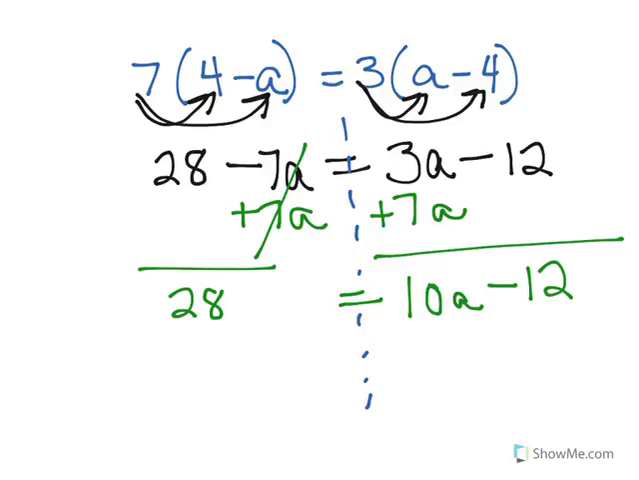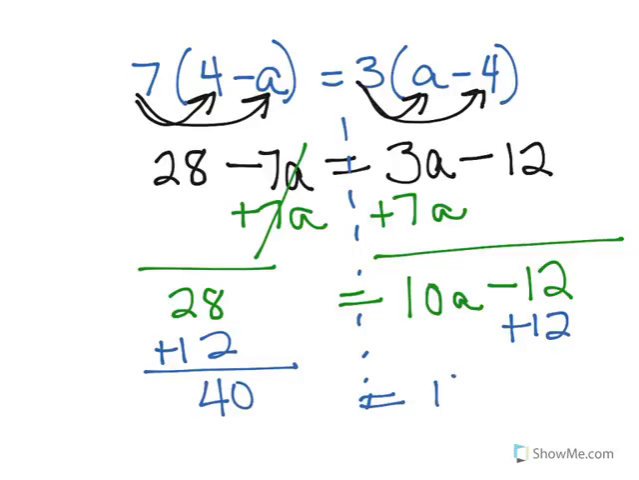So now let's move our constants to the other side of the fence. And that means we will add a 12 to both sides of the equation. And so I get 40 is equal to 10a. I now have a one step. I'm going to divide by 10 on both sides of the equation. And I'm left with 4 is equal to a.